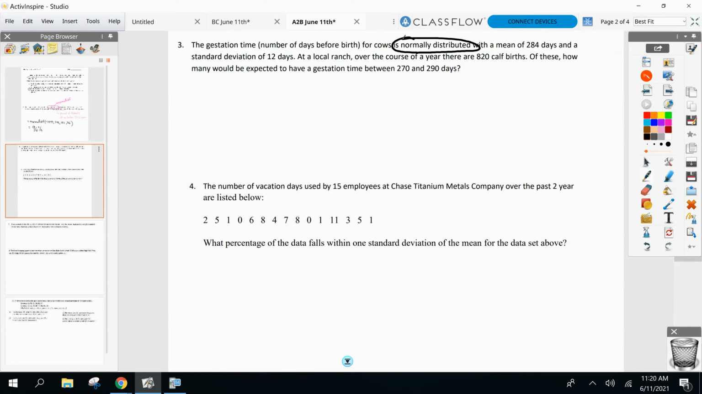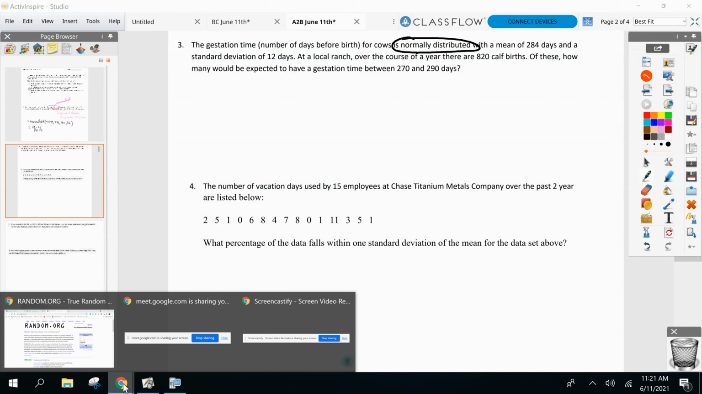284 days. Wow. And a standard deviation of 12. So this rancher's got 820 calves. How many of them will have a time between 270 and 290? All right, so you guys see it's normally distributed.